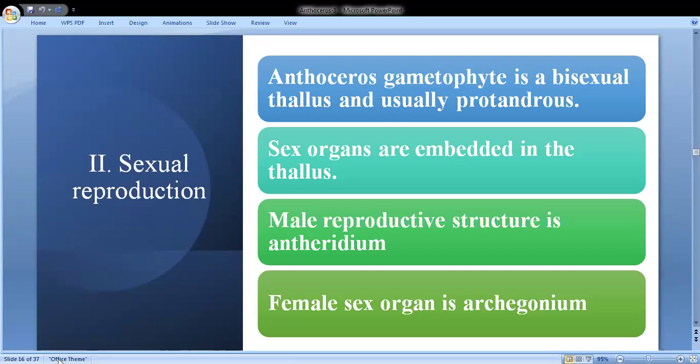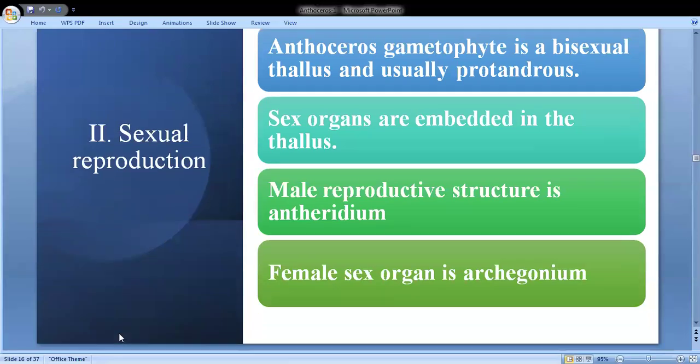So sexual organs are embedded in the thallus. What is the male reproductive structure in the bryophytes? Antheridium. Female sexual organ is?